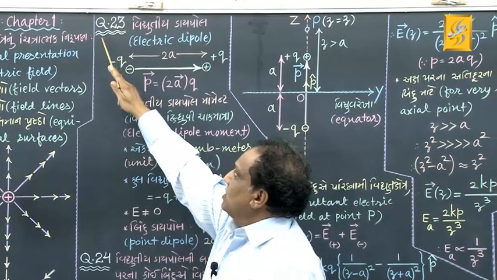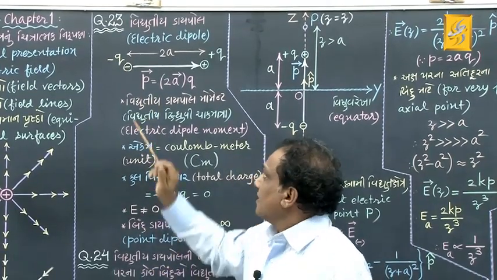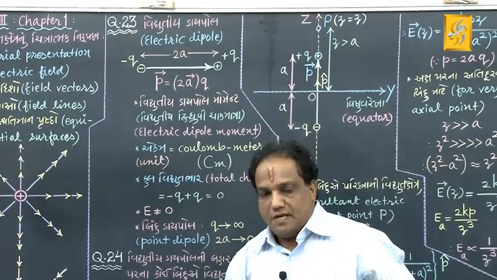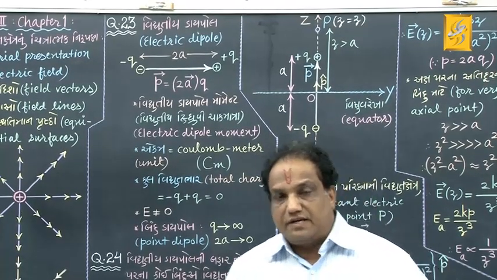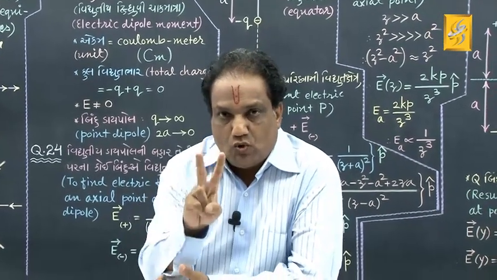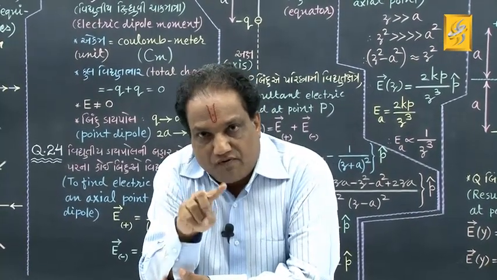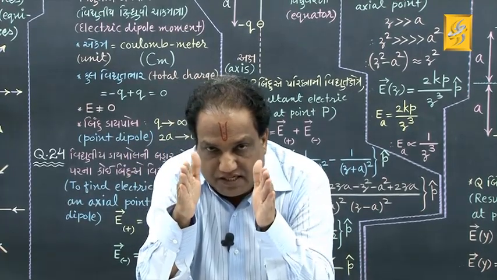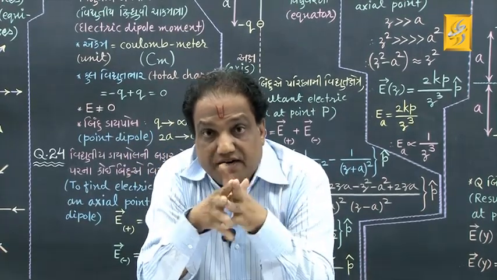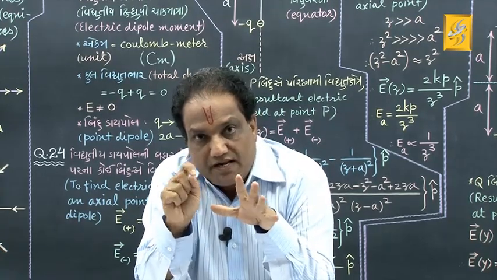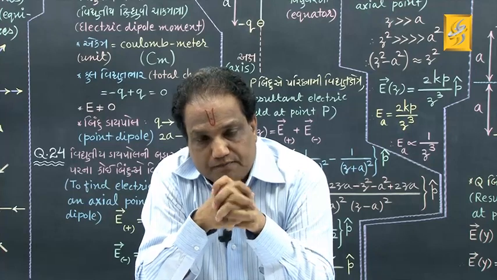We now go for question number 23. Electric dipole. Here is an electric charge system consisting of 2 point charges equal in magnitude, opposite in polarity, and the charges are separated by some finite distance.